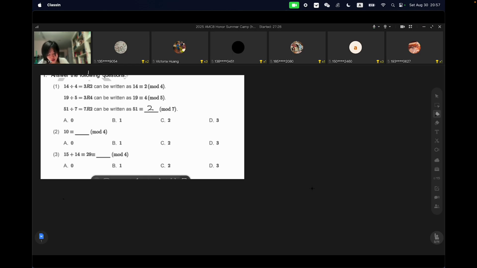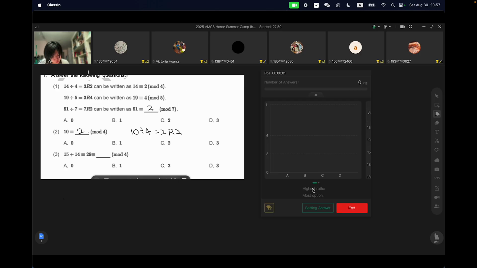And 10, let's see. 10 divided by 4 is 2, remainder 2. So that would be 2. It's the remainder. And 15 plus 14, it can go into 29. It can go into what's mod 4. So actually, I'll send you a poll for this. But it's quite easy.